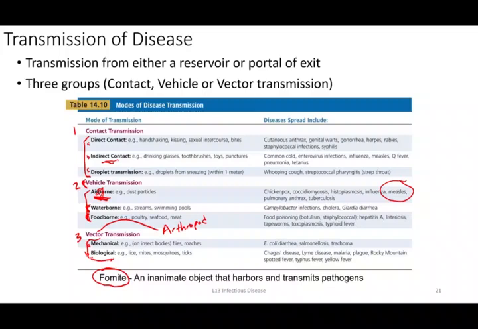Because of their biology, they are going to be doing something like biting or scratching or laying eggs, or doing something that can be part of the transmission process. And so that's part of the biology of the organism.